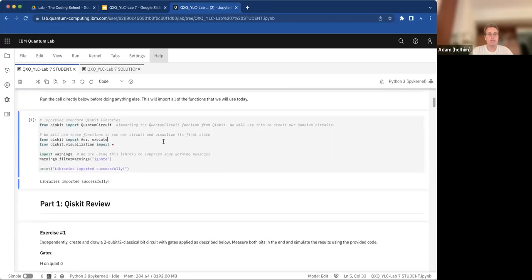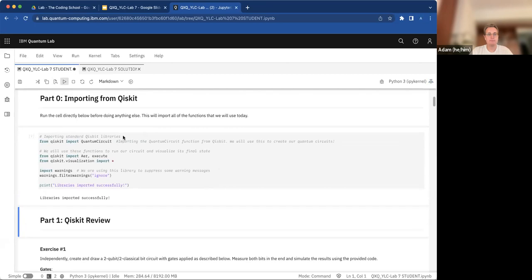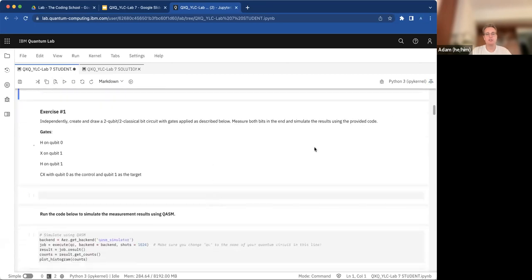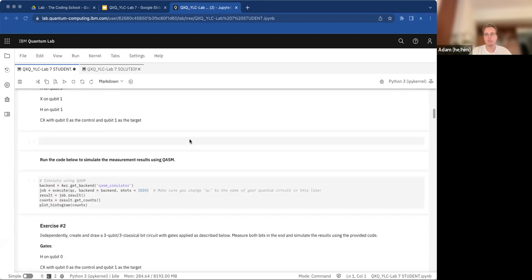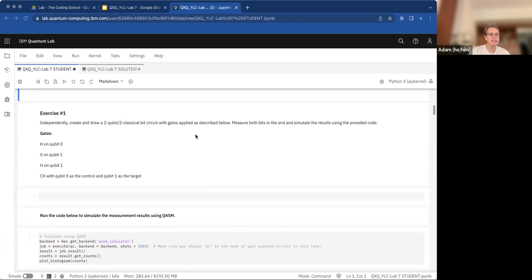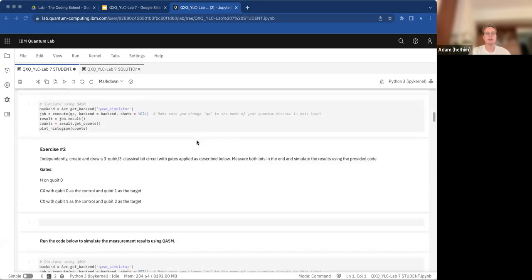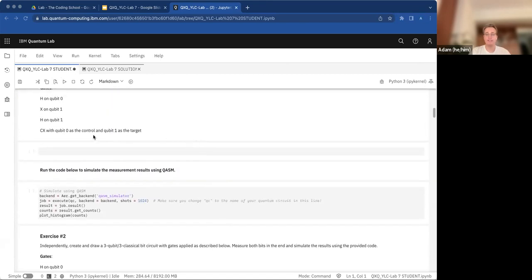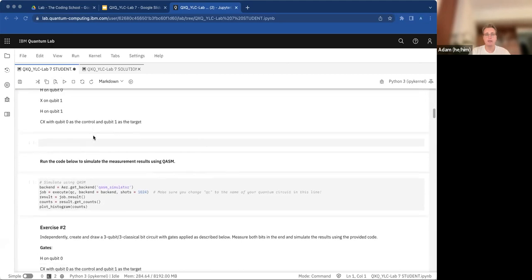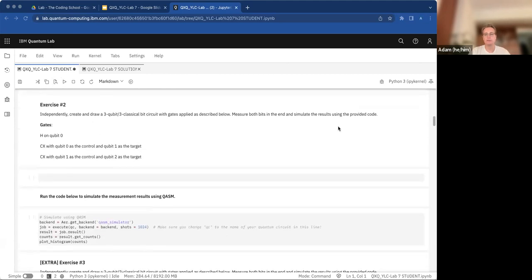As usual, you can import from Qiskit. And then we have this section, Qiskit Review, that we're currently in. What I'd like you to do is exercises 1 through 2. Just 1 and 2 right now. These are slightly more challenging, slightly bigger circuits, but at this point, hopefully not too crazy. They do both involve the CX, which I know is a new gate. So give these a try, see how you feel.